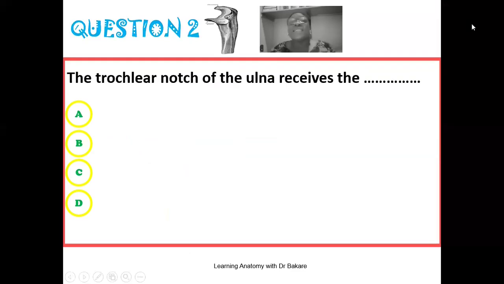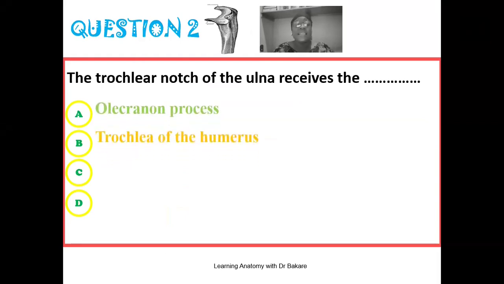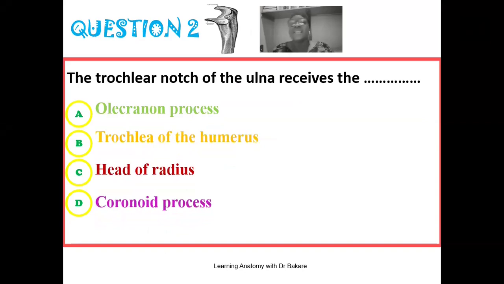The second question here reads that the trochlear notch of the ulna receives the dash. Is it seen to receive the olecranon process? Is it seen to receive the trochlea of the humerus? Is it seen to receive the head of the radius? Or is it the coronoid process? Out of all these options, the correct answer here is the trochlea of the humerus.